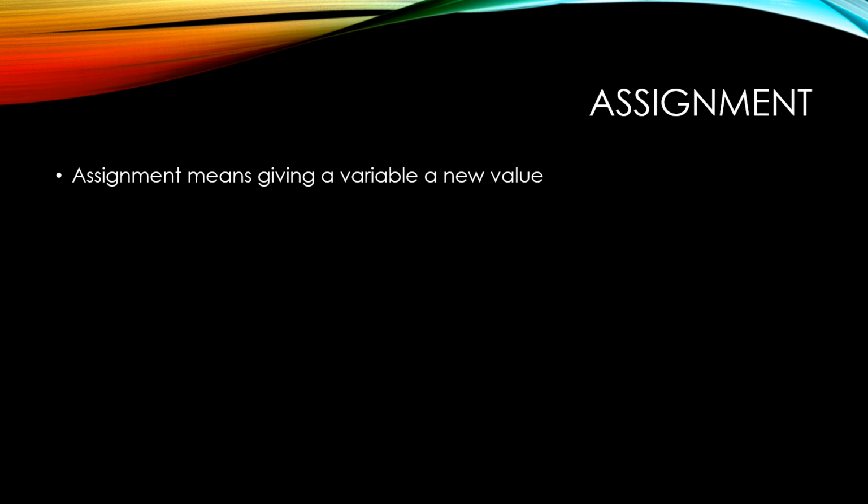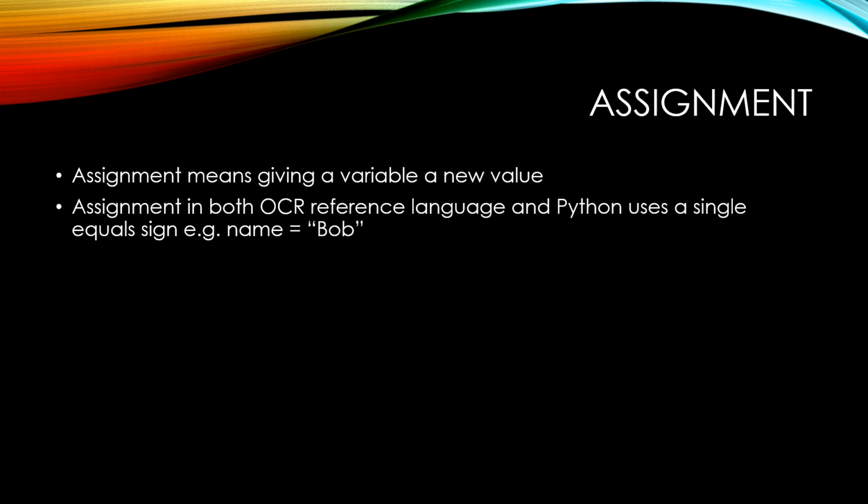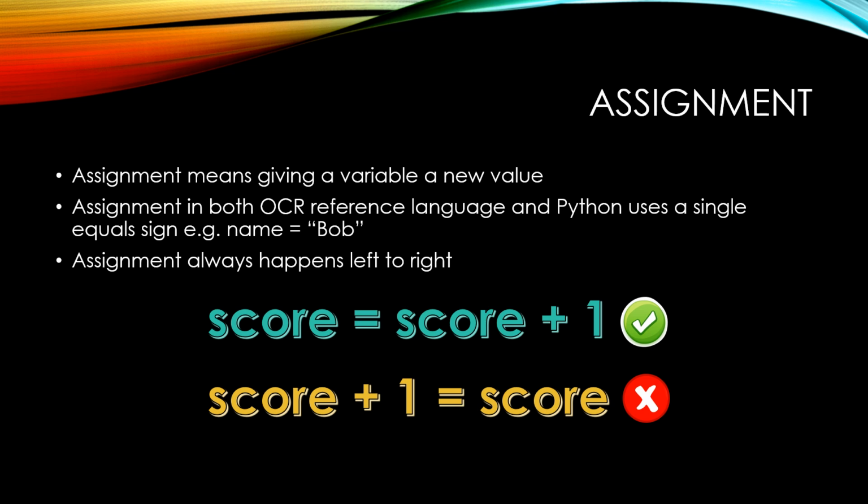Assignment means giving a variable a new value. Assignment in both OCR reference language and Python uses a single equals sign. For example, name equals Bob. Assignment always happens from left to right. So you can say score equals score plus 1, but you can't say score plus 1 equals score.